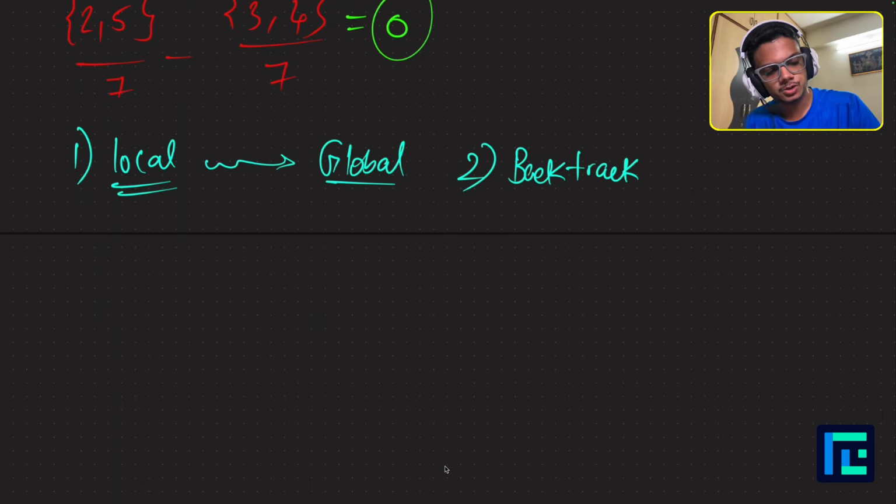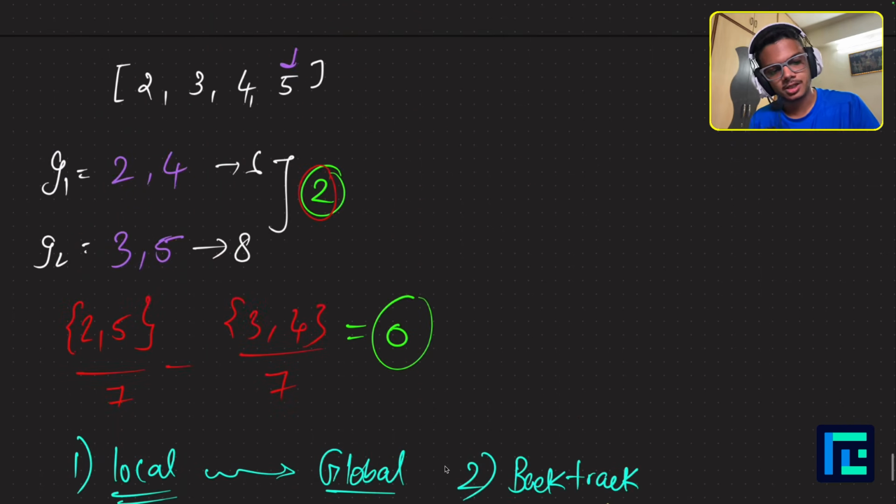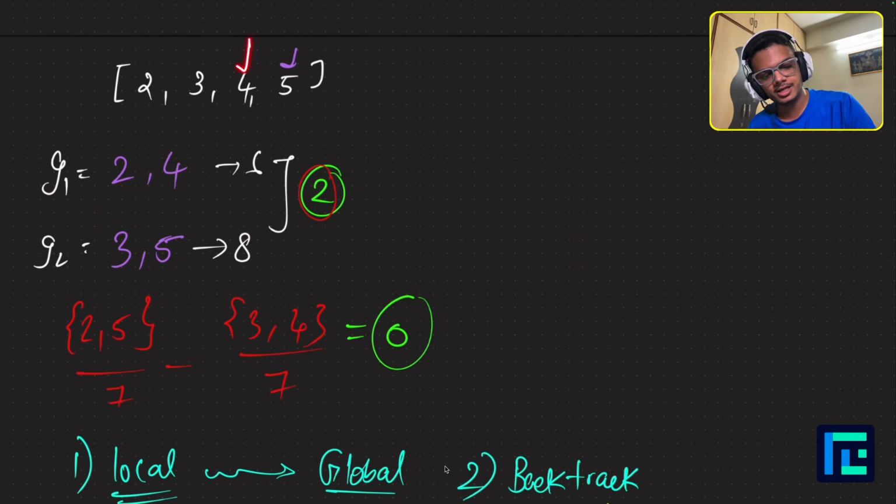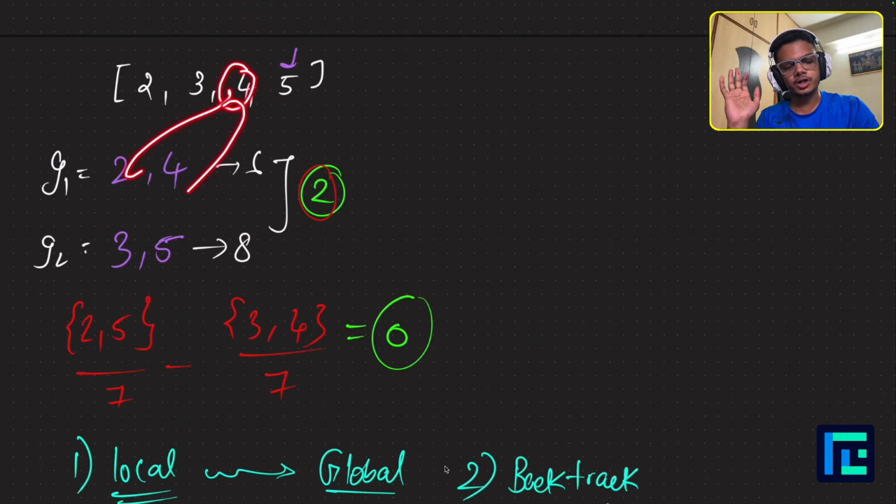Backtrack means you cannot reconsider your choice. For example, once you have chosen 4 here, you don't have a way to say, okay, I'll not choose 4, I'll instead choose 5. The strategy is very rigid in the sense that if I am at a current guy, I will have to decide right now itself whether it will go to group 1 or group 2.